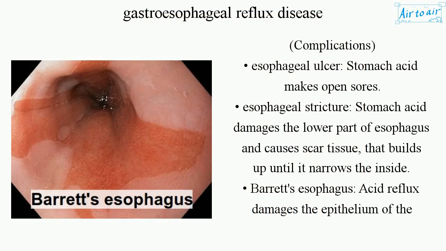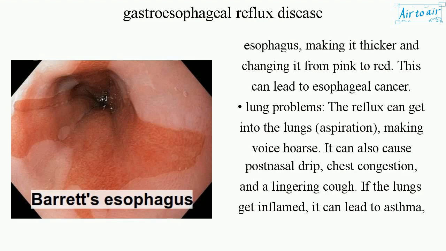Complications: esophageal ulcer. Stomach acid makes open sores. Esophageal stricture. Stomach acid damages the lower part of the esophagus and causes scar tissue that builds up until it narrows the inside. Barrett's esophagus. Acid reflux damages the epithelium of the esophagus, making it thicker and changing it from pink to red. This can lead to esophageal cancer.